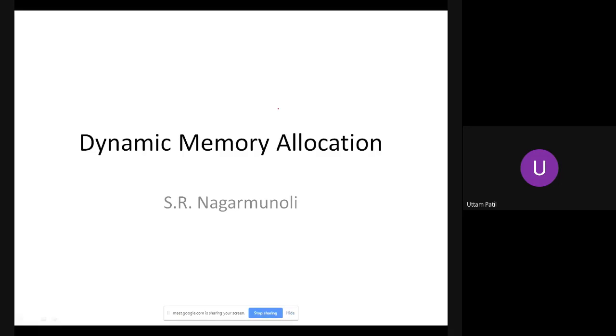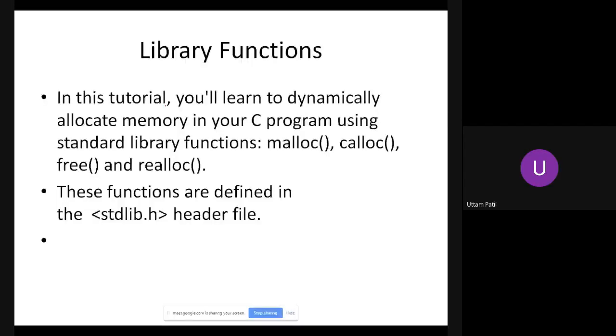In that case, if we do not know the size of the array or the amount of memory required in our program, we can go for dynamic memory allocation. What is dynamic memory allocation? Allocating the memory in your C program during runtime, allocating the memory for the values during runtime, is called dynamic memory allocation. Now, how do we do this?